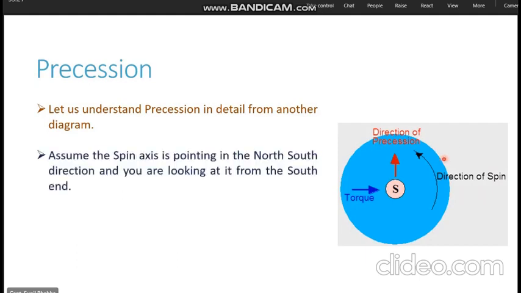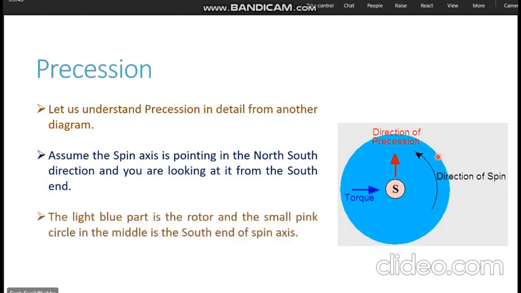Now this diagram, what you see, assume that the spin axis of our rotor is pointing in the north-south direction. So it is pointing in the north-south direction and you are looking at the spin axis and the rotor from the south end. The light blue part which you see here represents the rotor of our free gyroscope, and this pink color small circle represents the spin axis.